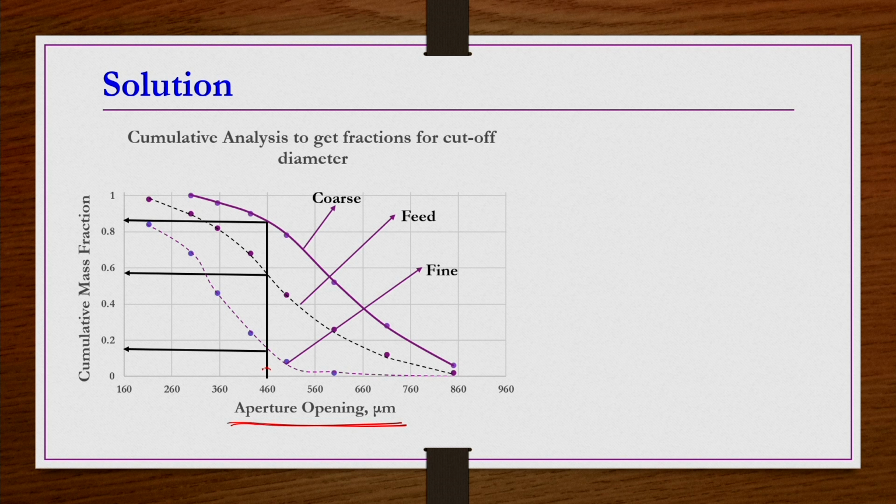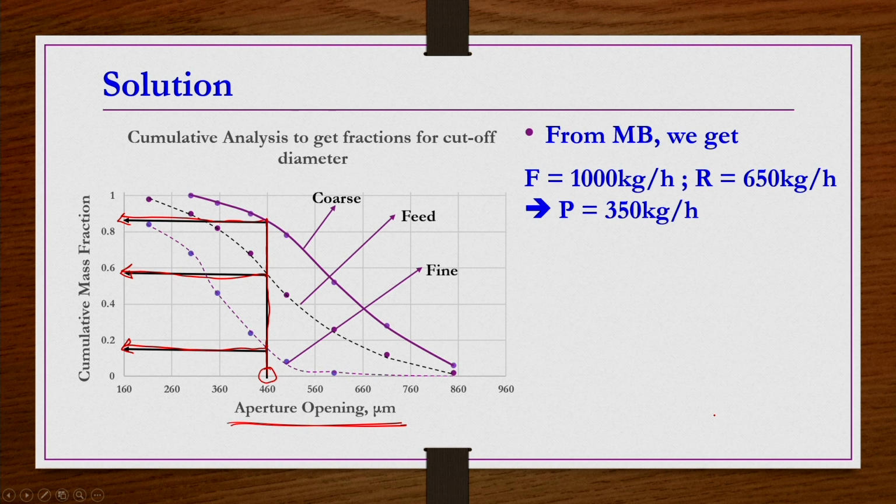The screen that has been used for separation is 460 microns. So, you draw a vertical line at 460, and wherever the feed curve intersects it, you take that as XF. That is 0.58. Similarly, the coarse one comes to about 0.85 and the fine one comes to 0.14. From the material balance, the feed is given as 1000 kg per hour, R is also given as 650 kg per hour, so P you get as 350 kg per hour.